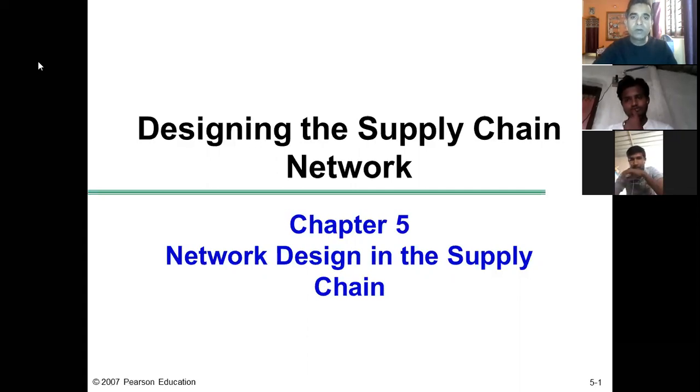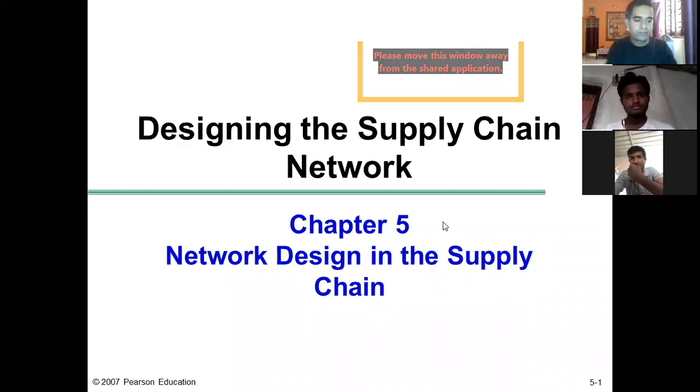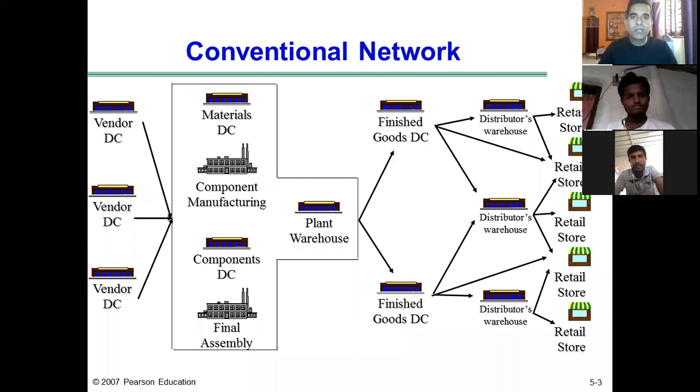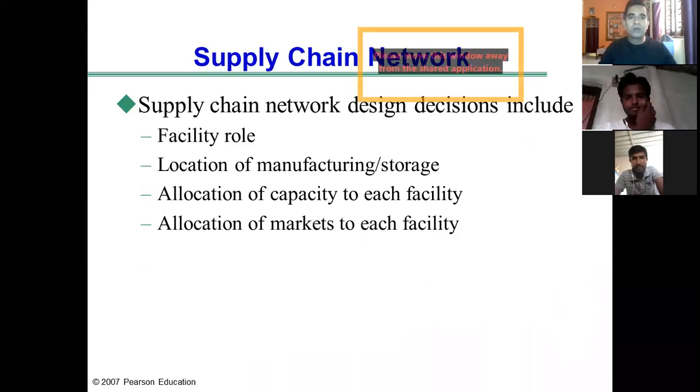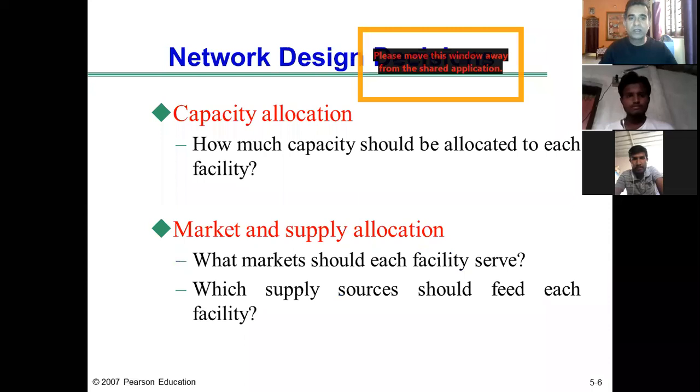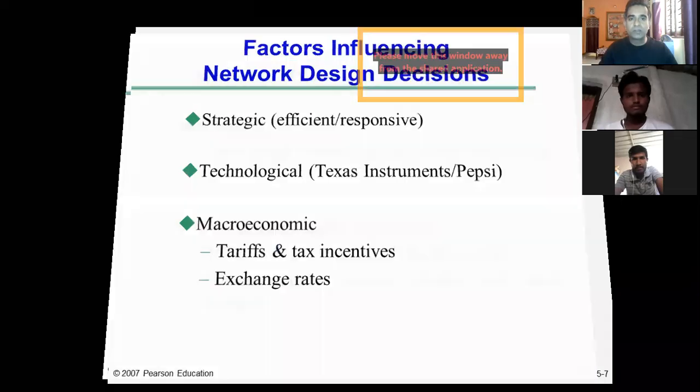So I'll quickly review what we learned in previous class. So far we have learned how a conventional network looks like. Then what is a supply chain network and what supply chain network design decisions include. The network design decisions include facility role, facility location, capacity allocation, market and supply allocation.